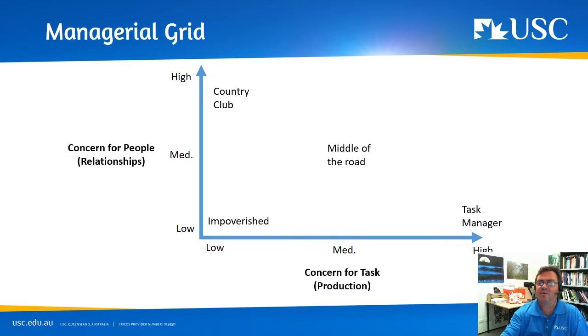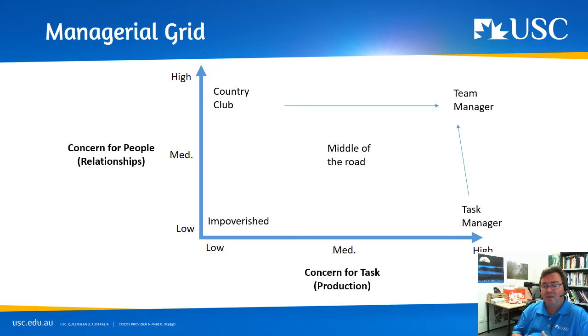And this is probably where we start to get somewhere a bit more useful. The middle of the road, straightforward, concern for people as well as concern for the task. Not great on either side, but at least there's a bit of both in the middle of the road. The one we really want is the team manager, where there's a high level of concern for people and a high level of concern for the task.